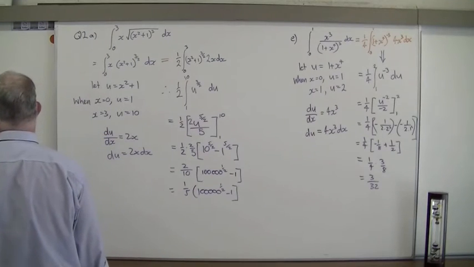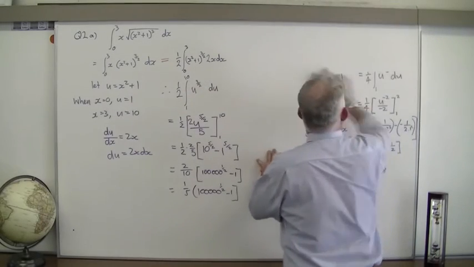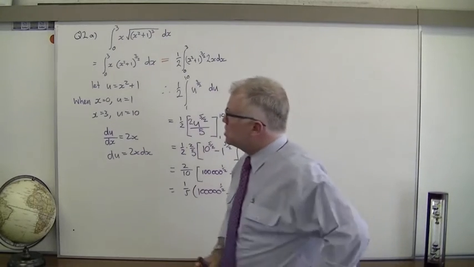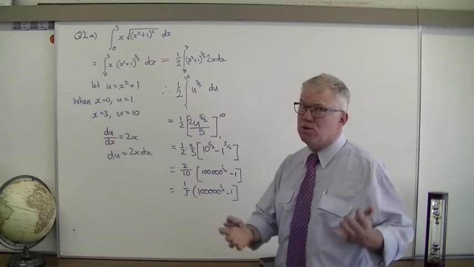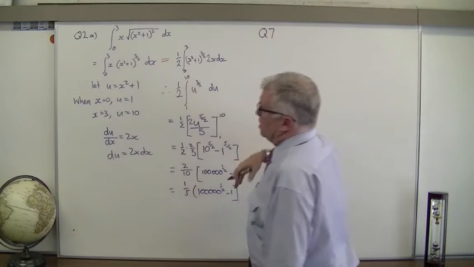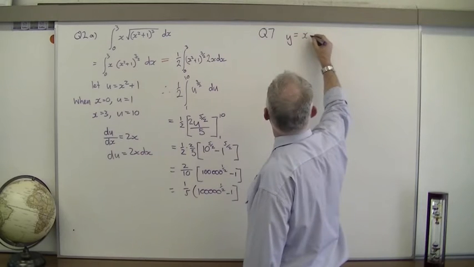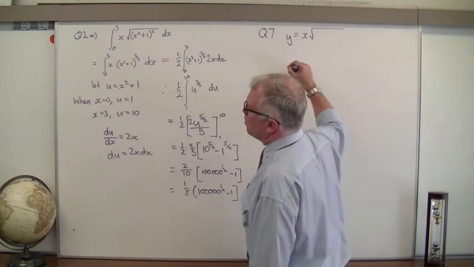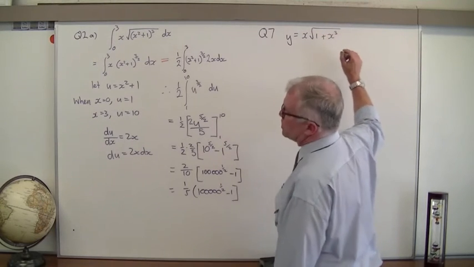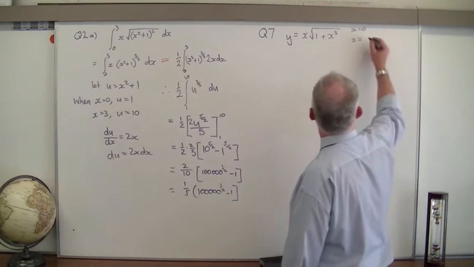Let's have a look then at question 7. Question 7 is a really interesting one because now they're giving you an expression to integrate, but they want a volume of revolution. They give you the function y equals x square root of 1 plus x cubed, and the limits of integration are from x equals 0 to x equals 2.